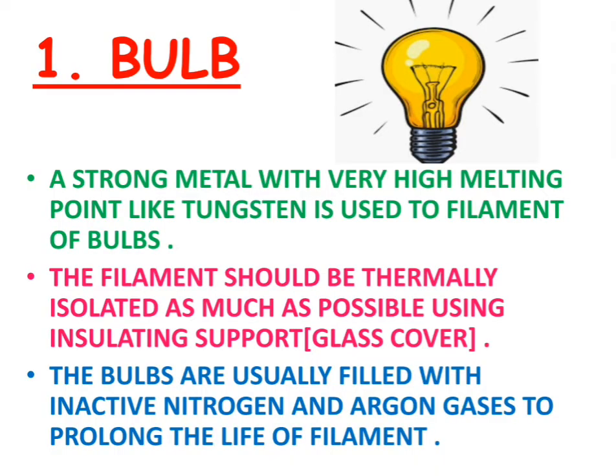A strong metal with a very high melting point, like tungsten, is used to make the filament of bulbs. I hope you all know what a filament is, as we have studied it many times in our junior classes too. The filament is made of a very strong metal with a very high melting point, like tungsten. A reasoning question can also come: why is tungsten used to make the filament of bulbs? There are two reasons you should write: first, it has a very high melting point, and second, it has high resistivity.